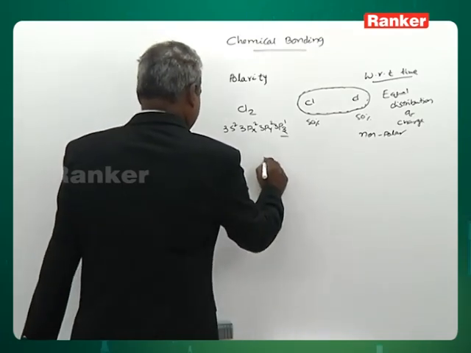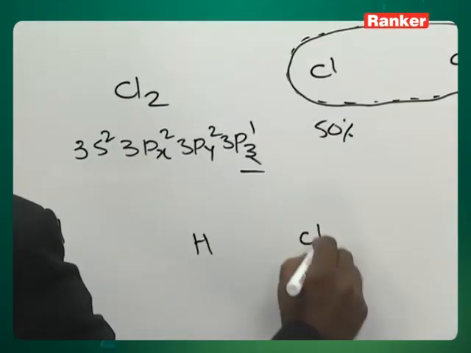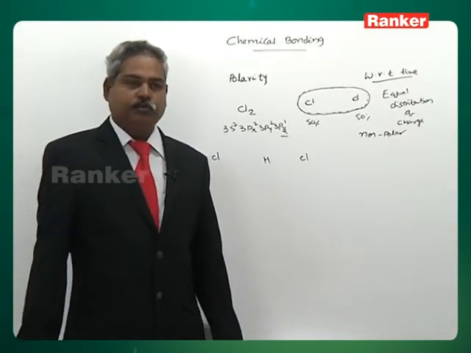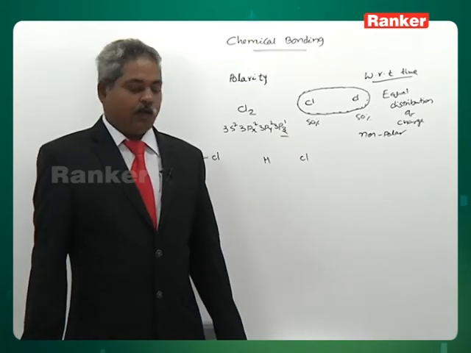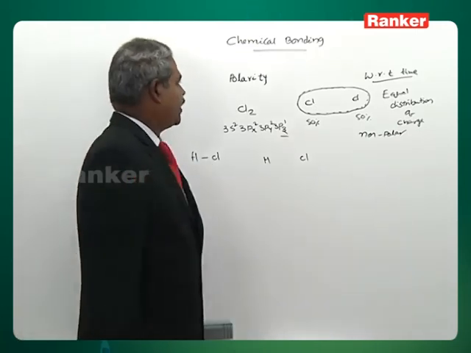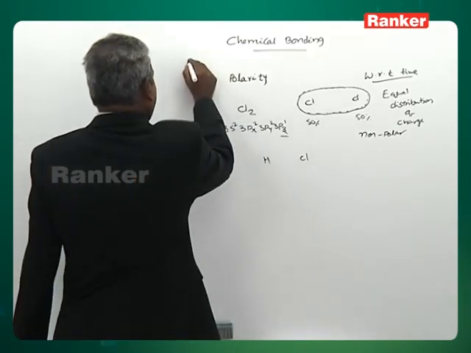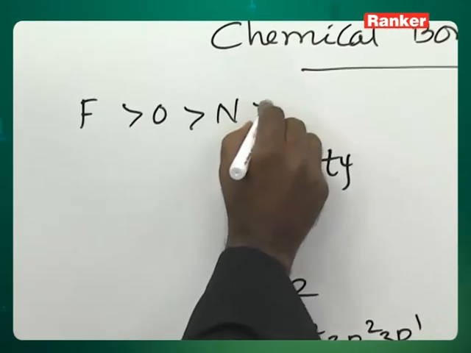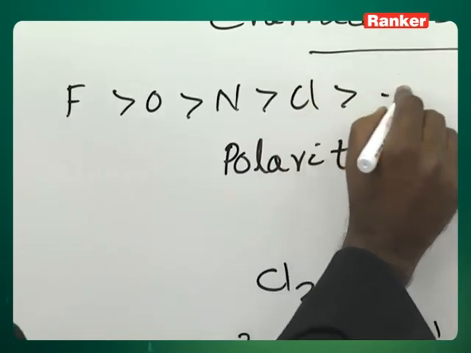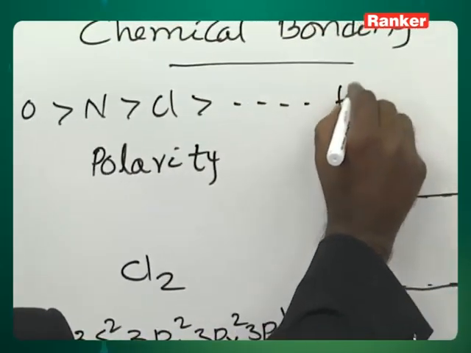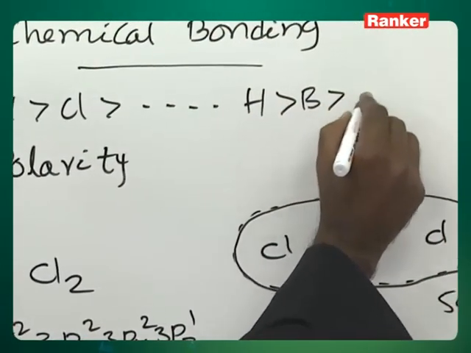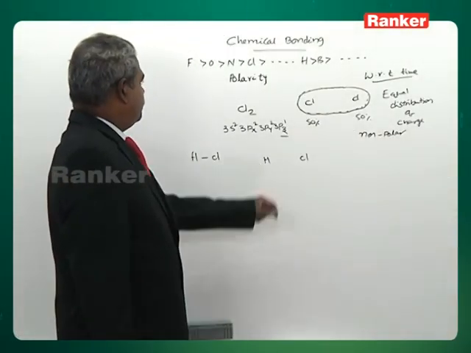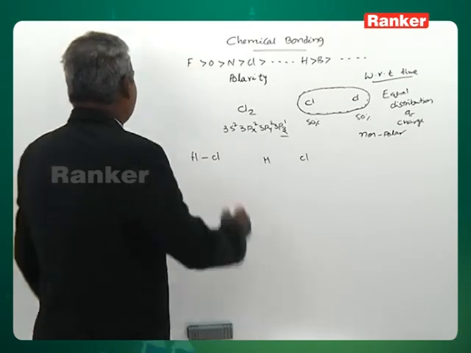Look at hydrogen and chlorine. Between hydrogen and chlorine, we all know that chlorine is more electronegative. How to remember the order of electronegativity? Look here: F greater than O greater than N greater than Cl greater than hydrogen greater than boron, like this. So, fluorine is the most electronegative.